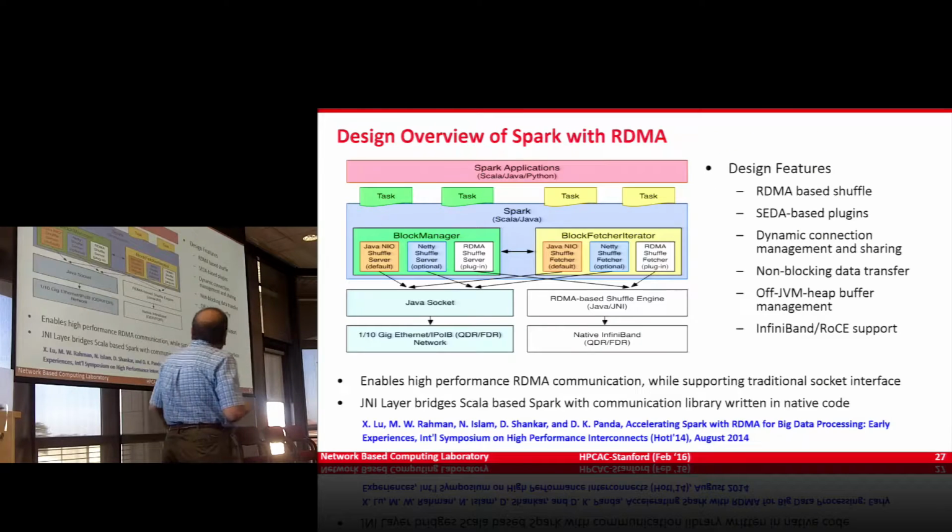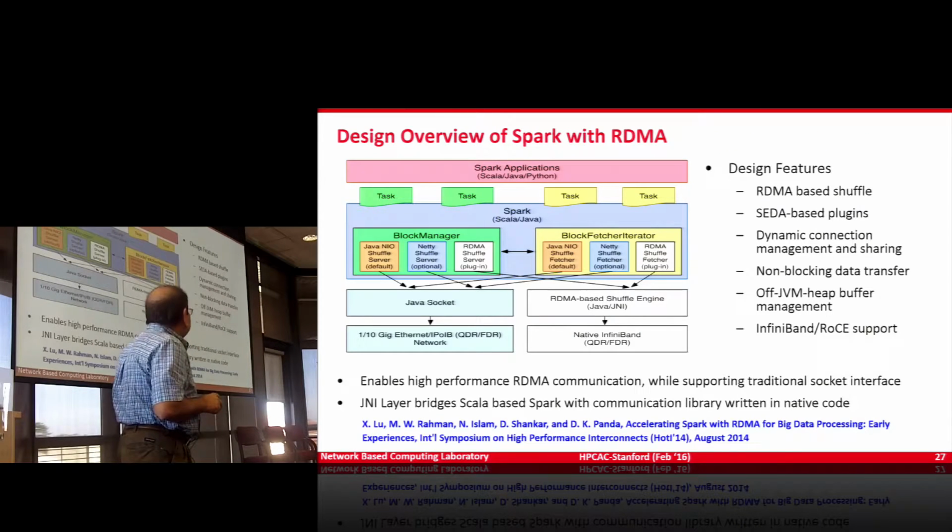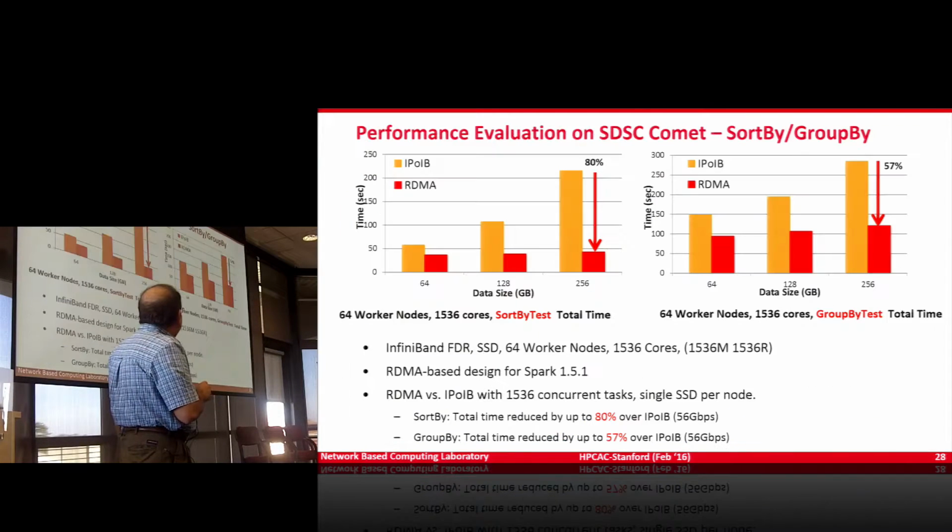Then let's move on to Spark. This is the original design we presented at Hot Interconnects 2014. The broad idea again is the Spark architecture. There are different kinds of shuffle: there is a NetShuffle, Java, and IOShuffle. We took it instead of Java sockets and changed the communication path so that it can actually go over the RDMA-based designs.